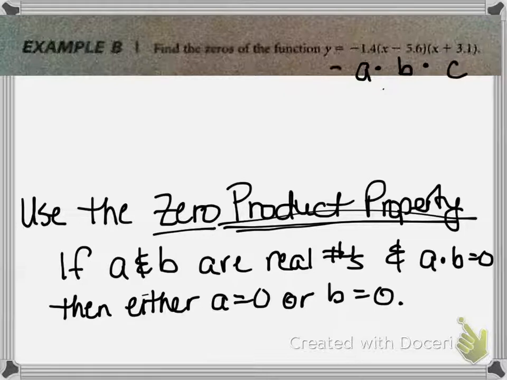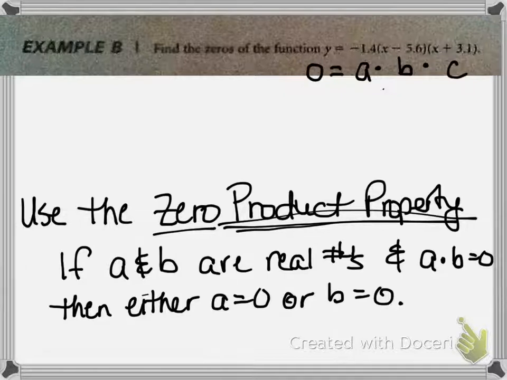So if this whole thing is going to equal 0, because y has to equal 0, then either A has to be 0, B has to be 0, or C has to be 0. Why? Because anything multiplied by 0 gives 0.